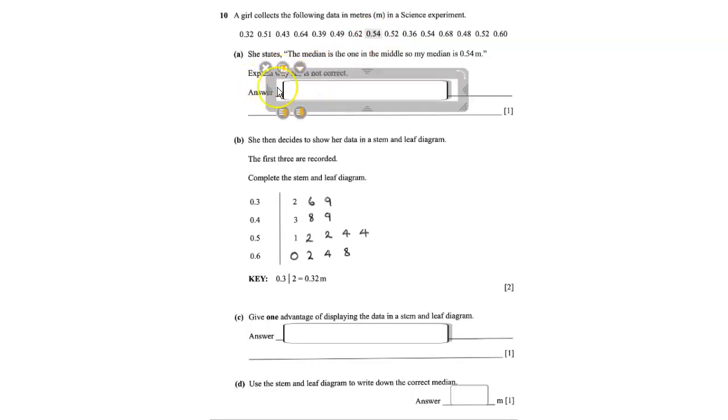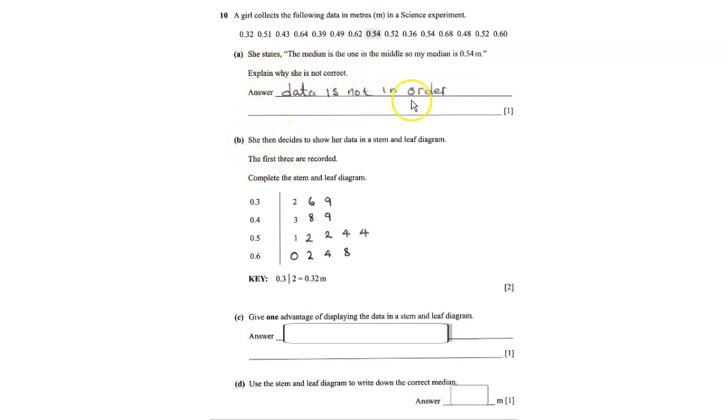Explain why she is not correct. So basically the data is not in order. So it should be in ascending order, or from smallest to biggest there. And then you would be able to find out the median from that.